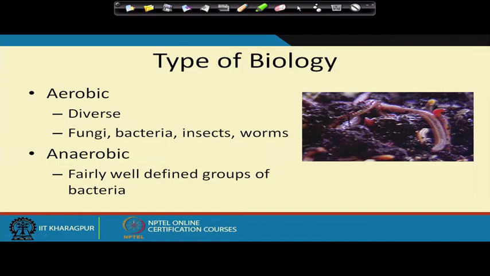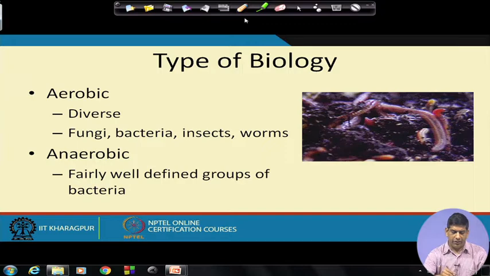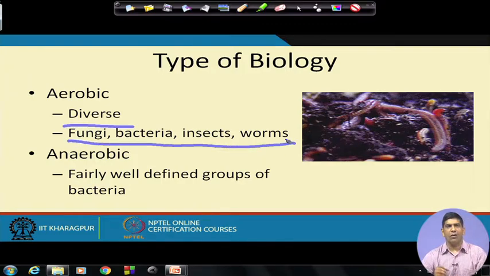and we will talk about how to do those calculations. So, in terms of the biology which happens in a biological treatment system, it is aerobic as well as anaerobic, we talked about that. In aerobic, there are a diverse set of bacteria. There are fungi, bacteria, insects and worms, and all those things are there in the aerobic system, as you can see some of those worms here as well.